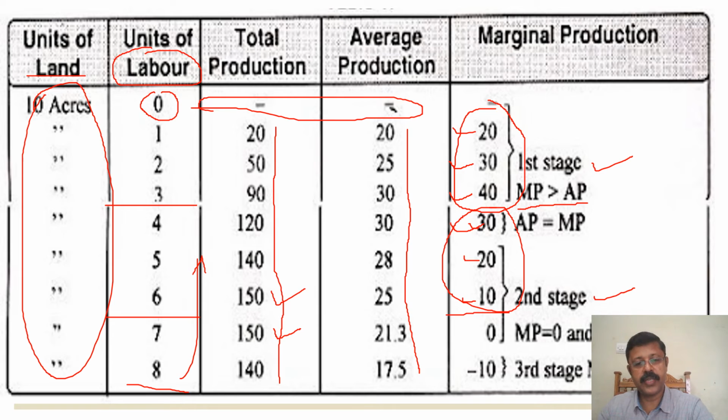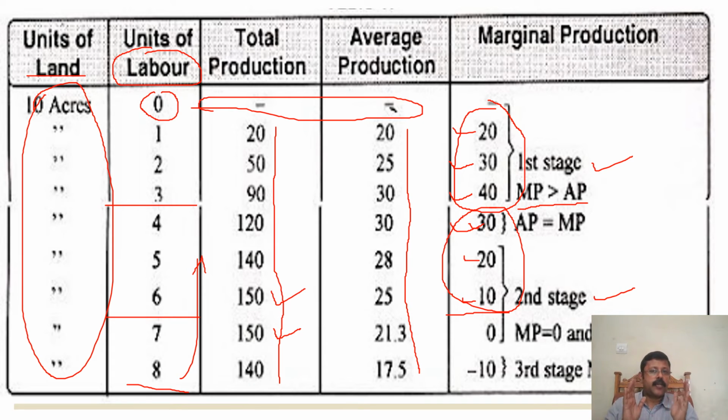What about the third stage? Your output will start declining. So in the law of variable proportion, we can say that there are 3 different stages in varying the input. It will increase at an increasing rate, it will increase at a decreasing rate, and finally it will start declining. That is called the law of variable proportions.